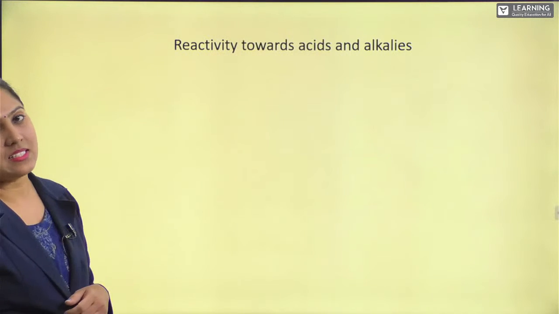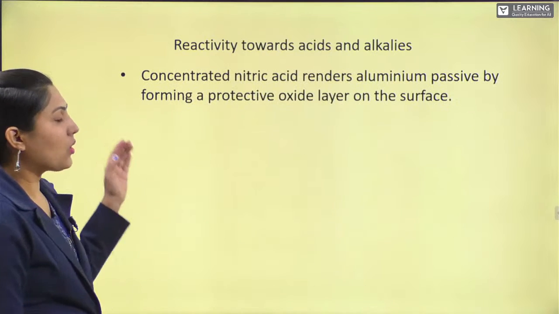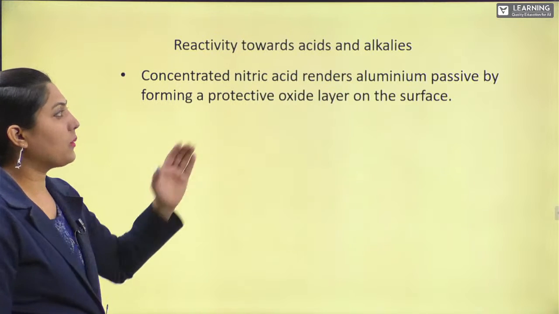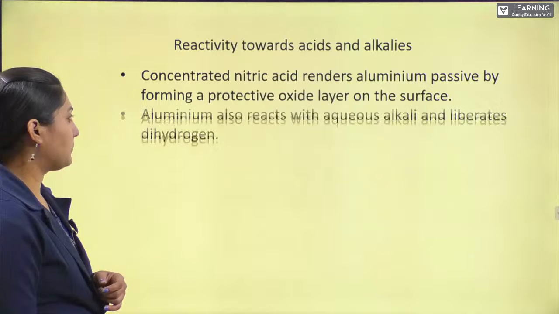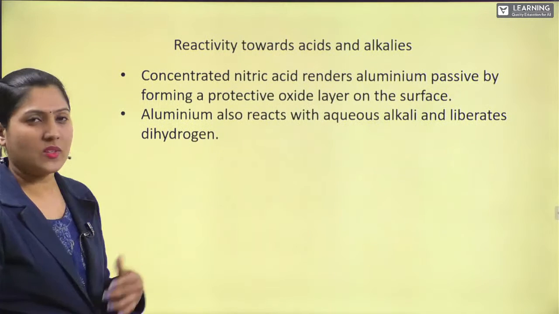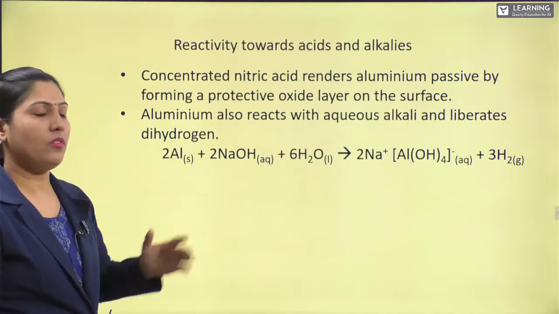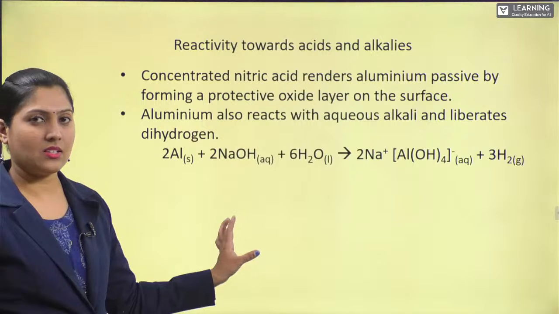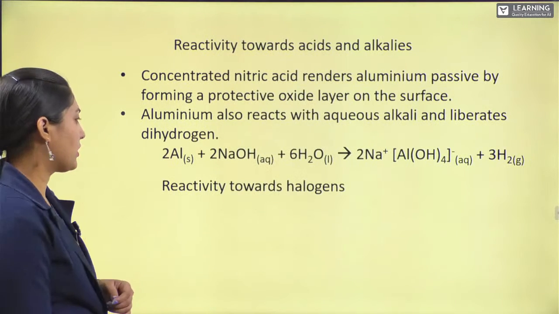Reactivity towards acids and again the alkalis. The next point is that concentrated nitric acid renders aluminium passive by forming the protective layer. That is an important thing you have to remember. As I said, it reacts with alkali to liberate hydrogen, as it shows its amphoteric nature. So we have Al reacting with NaOH to form the complex with liberation of hydrogen.